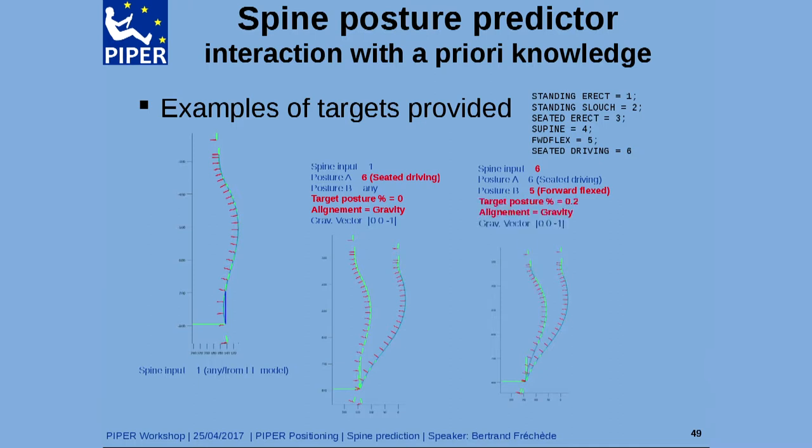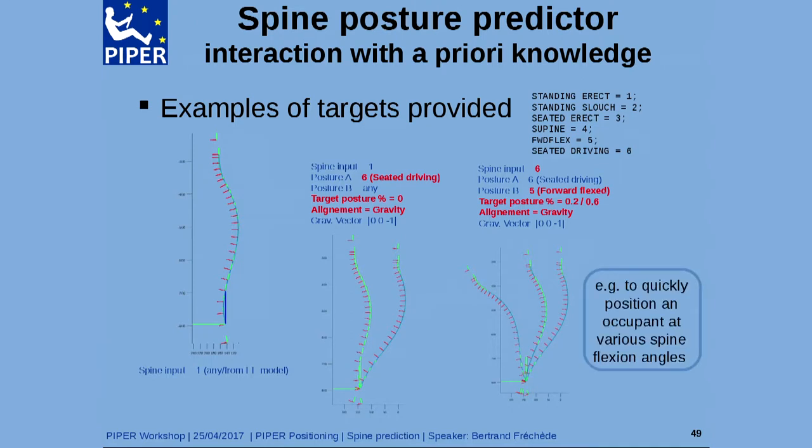And I'm choosing a transformation parameter of 0.2, so 20% of transformation, and aligning that to gravity, which means I'm flexing forward. I can choose 0.6, etc., and still be bending forward with a physiological posture. So this way, I'm quickly positioning an occupant at various spine flexion angles.